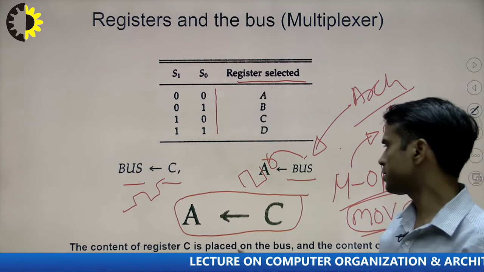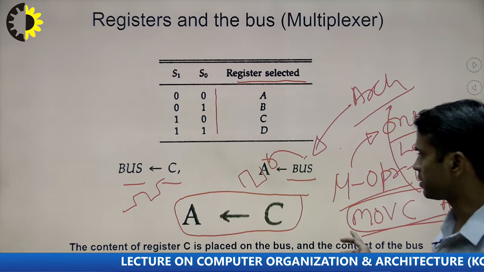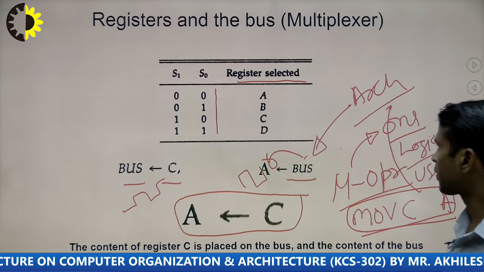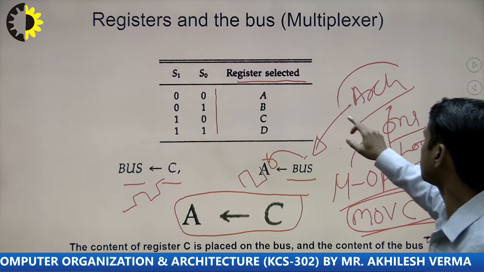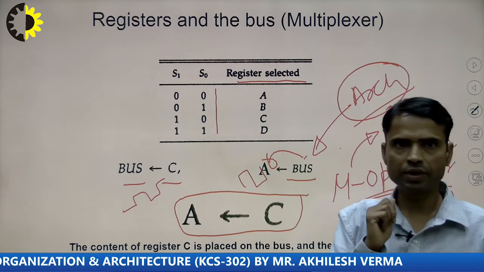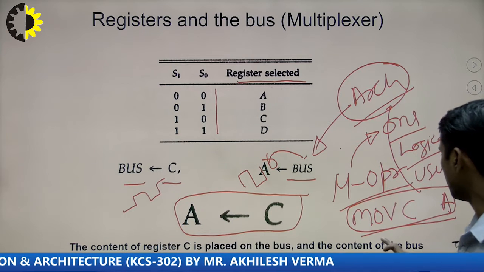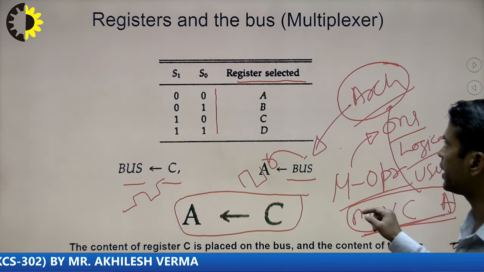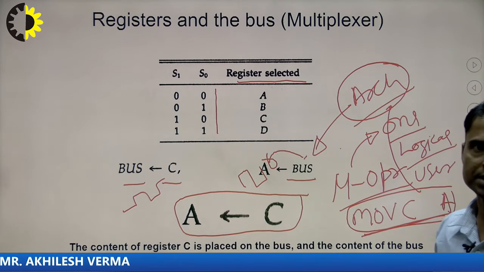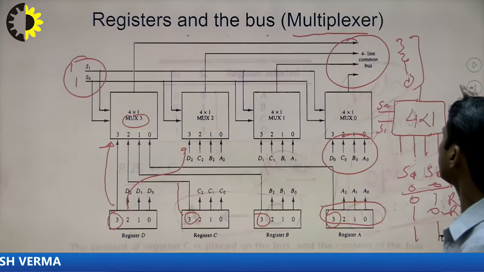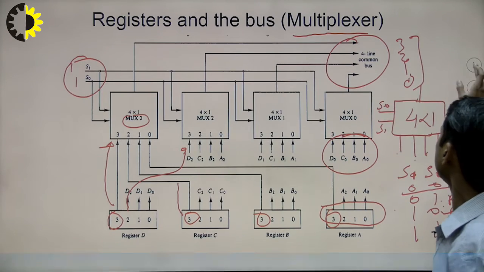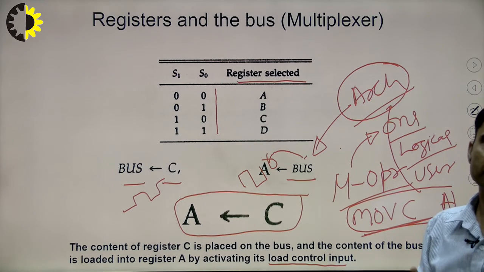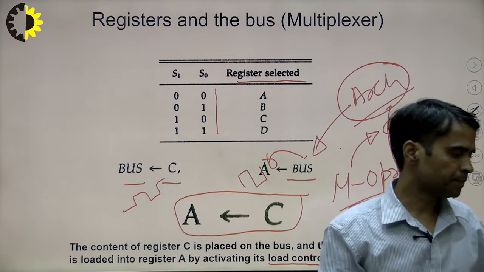So, the content of register C is placed on the bus and the content of the bus is loaded into register A by activating the load control input. Okay. So, we can understand this term architecture very well here, because we have given abstraction to the user to give this instruction move CA without focusing on the detail of how it is being implemented, that is the organizational part. So, the previous one is the organizational part, and this is the architectural part, that is how the user will perceive this operation to be completed.